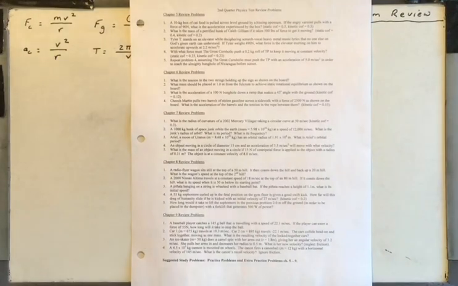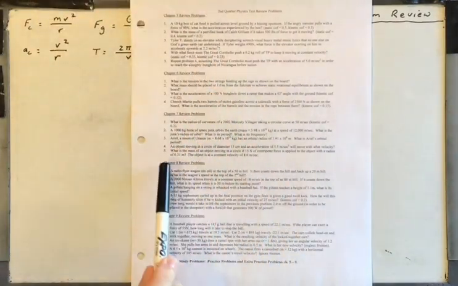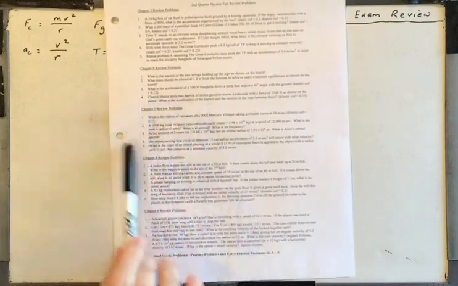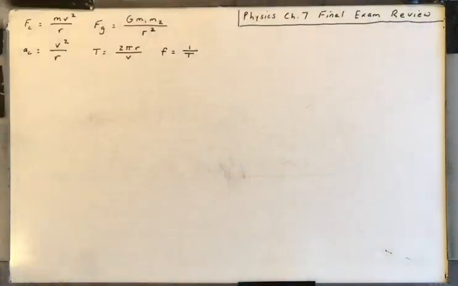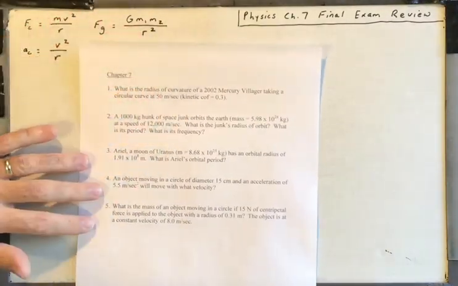This is the physics chapter 7 final exam review. You'll need to get out your sheet that contains all the questions. We're just going to do these 5 questions from chapter 7. And I printed them out a little bigger so hopefully you could see them on the video.